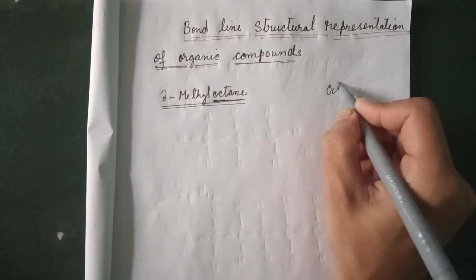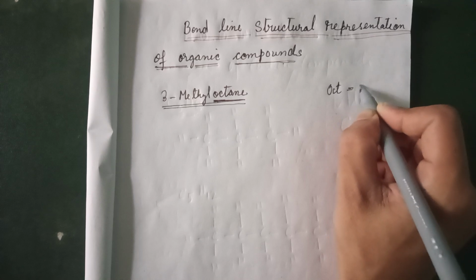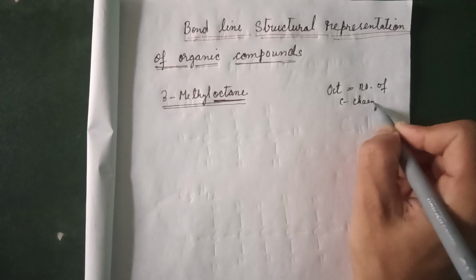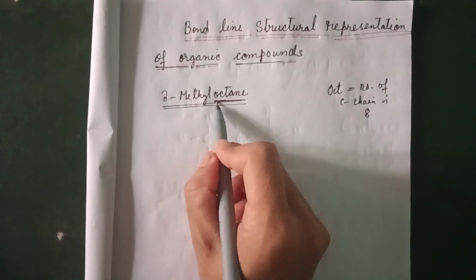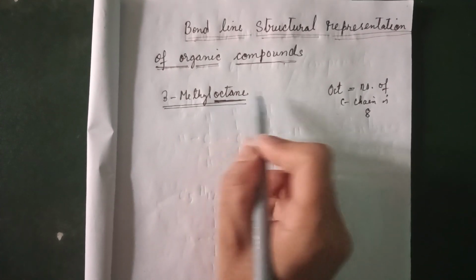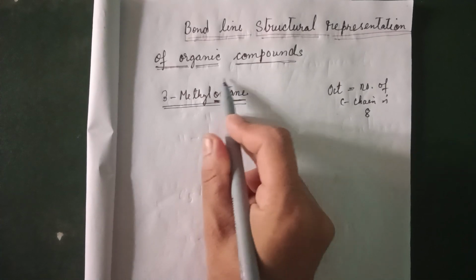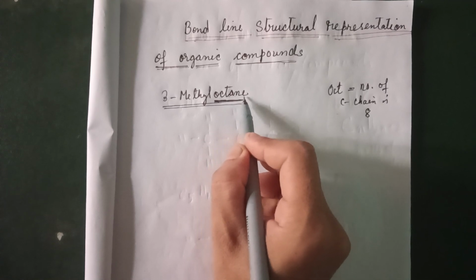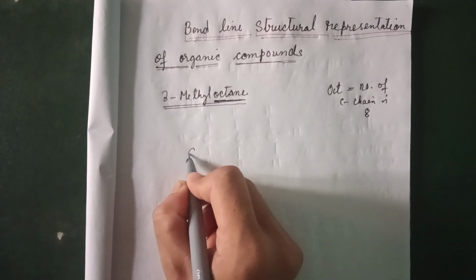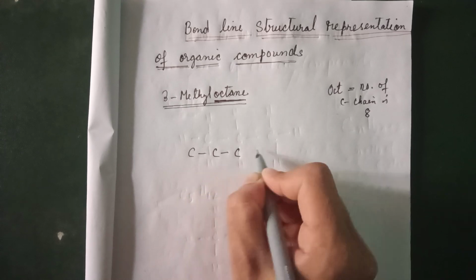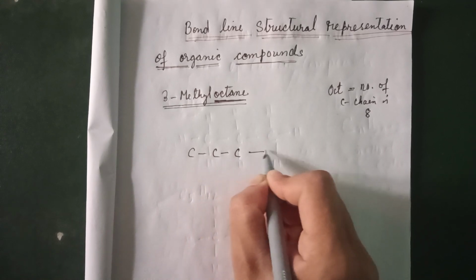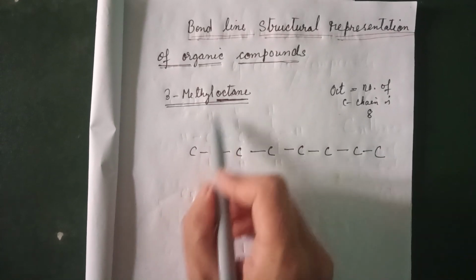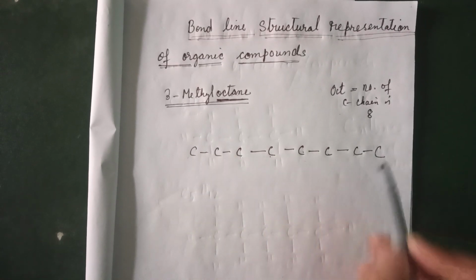So when the word root is oct, then we know that the carbon chain is 8. Whenever you see this last part, pentane, octane, hexane, we always know through this word root. Oct means 8 carbon, ane means all are single bonded, so we will directly write 8 carbons with single bonds. So 1 2 3 4 5 6 7 8, done.